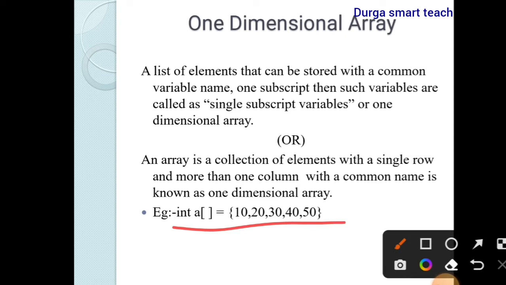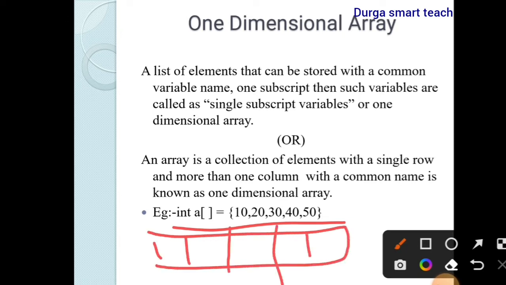int a[5] = {10, 20, 30, 40, 50}. So here 5 memory locations are allocated and 5 elements are stored in these memory locations.